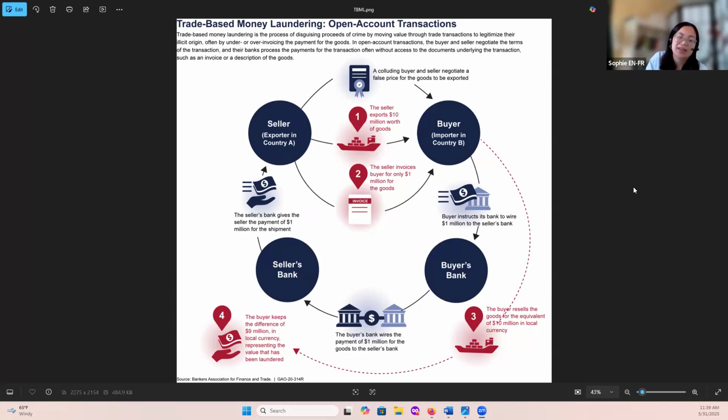So basically, in an open account transaction, the buyer and the seller know what's going on. They know what they're selling. They know how much it's going to be. They know all of the trade details. The banks do not. The only role that banks play in open account transactions is to wire the money. They don't see the invoice or the description of goods or any of the trade documents. So that is important for explaining why, and I'll stop sharing. That's important for explaining how banks are fighting TBML.